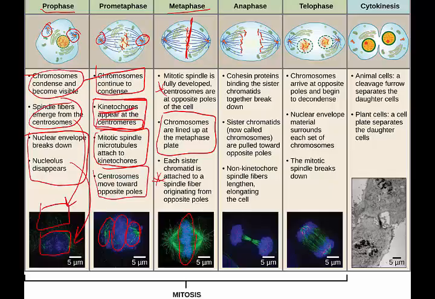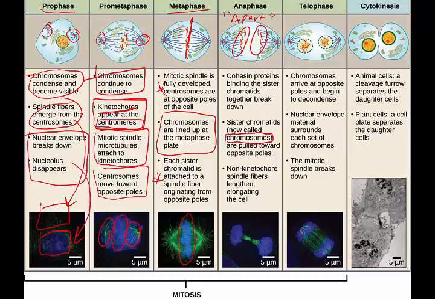Next, we have anaphase. So you can think of anaphase being like apart. So we have the sister chromatids actually separated now. So sister chromatids are pulled apart. So you can see we have one set over here and one set over there. And more appropriately, these sister chromatids are no longer sister chromatids. They're now just called chromosomes.